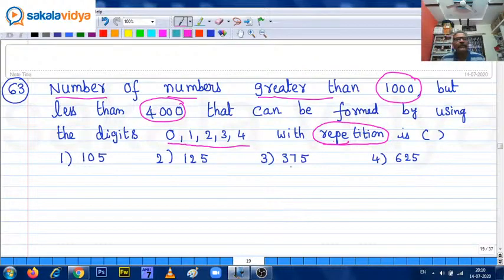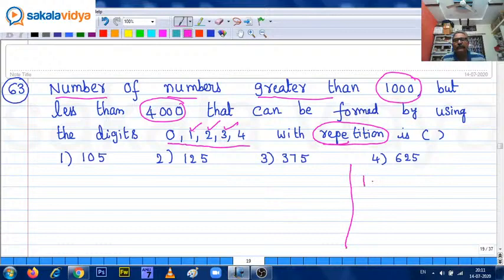So what do we need to find out now? Greater than 1000 means we need to find the 4-digit numbers. We need to find those that begin with 1, begin with 2, begin with 3. Less than 4000 means simply begin with 1, begin with 2, begin with 3. That lies in between 1000 and 4000 only. Understood now? So now we need to make a plan like this.